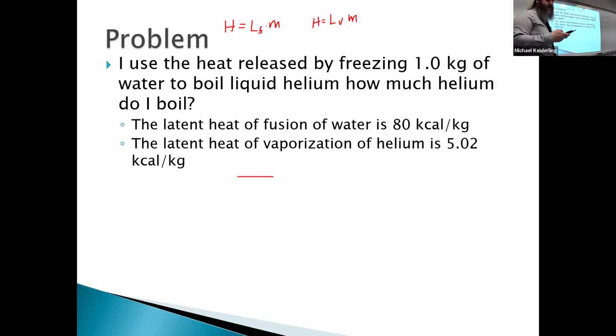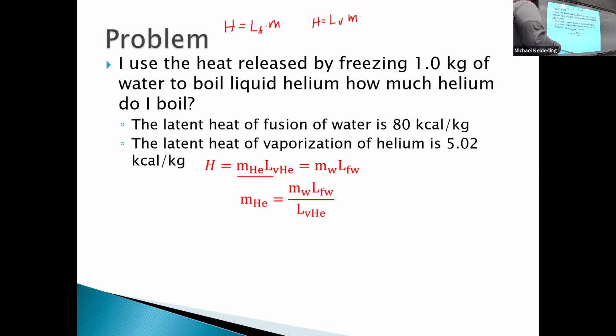So here, we're moving heat out of water. We're removing heat out of the water and into the helium. So the heat going into the helium will equal the heat coming out of the water. So the mass of the helium times the latent heat of vaporization of the helium equals the mass of the water times the latent heat of fusion of the water. So if we're trying to find the mass of the helium, we can just divide both sides by the latent heat of vaporization of the helium.